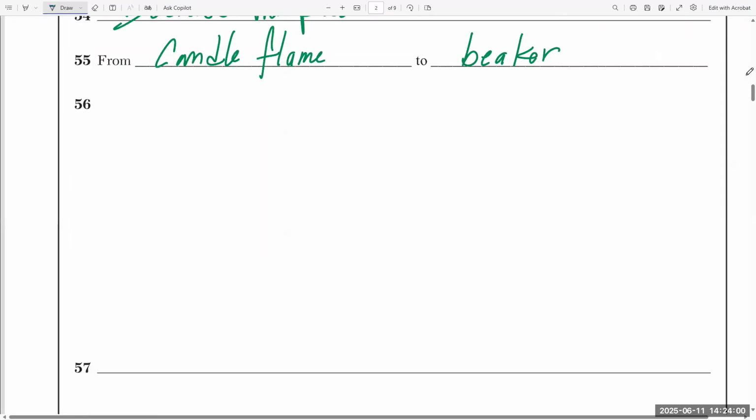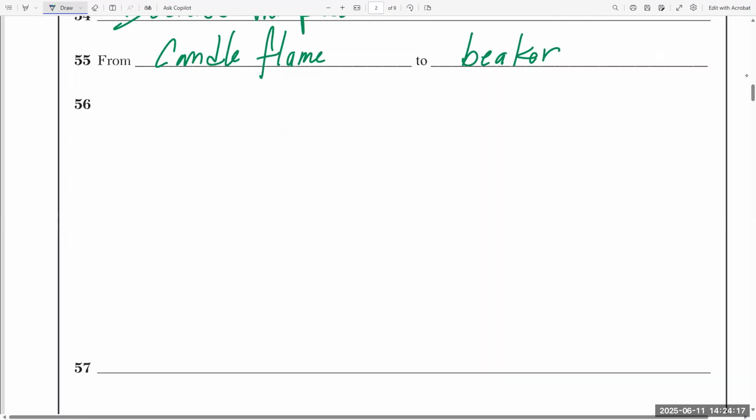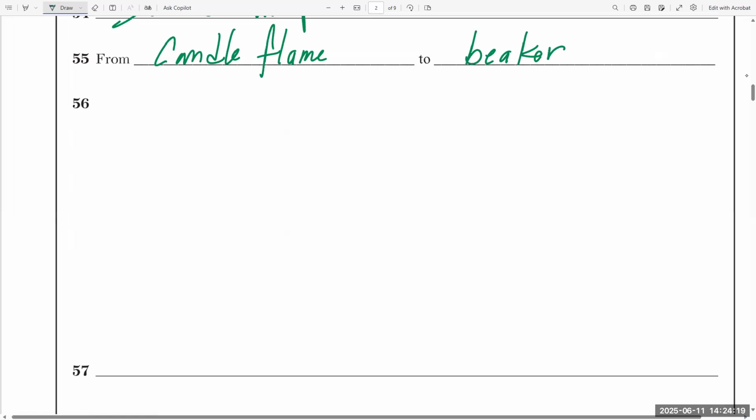Now, double check. Do they want numerical setup? Yep, they want numerical setup. You can write the answer, and that's fine. But the problem is, when you're focusing on the answer, sometimes kids only write the answer and you get it wrong. So you got to show work. Essentially, they're telling you to show work. So let's go. Q equals mC delta T.